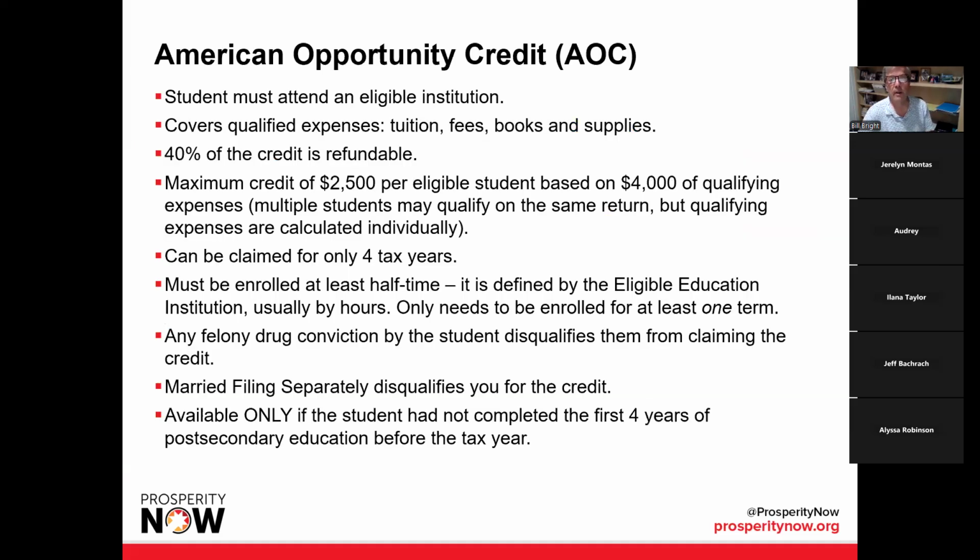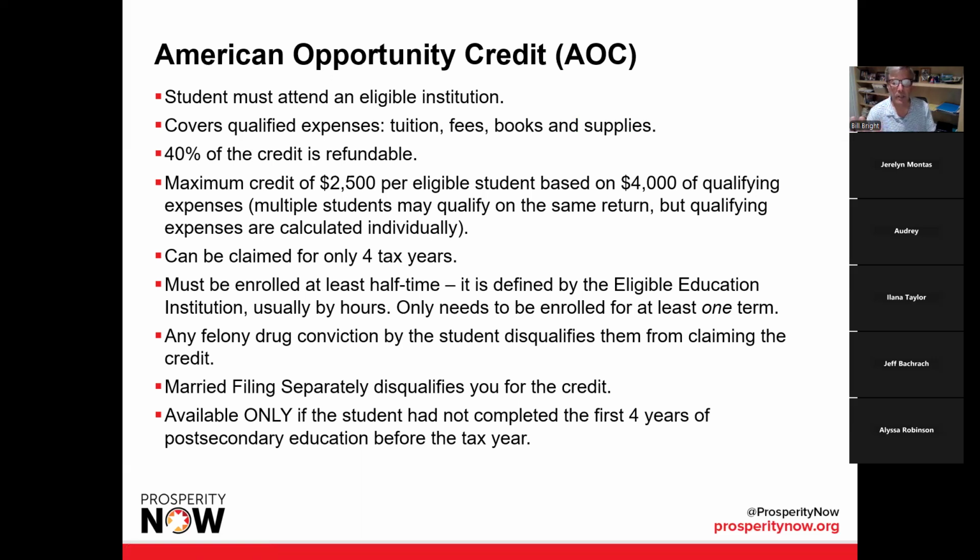So the American Opportunity Credit, the student must attend an eligible institution, covers tuition, fees, books, supplies. 40% of the credit is refundable. The max credit is 2,500 per student based on $4,000 of qualifying expenses. So that's very easy to get to if you're going to any kind of state university. Community college, probably not going to be that issue. So 40% of the credit could be $1,000 non-refundable credit.